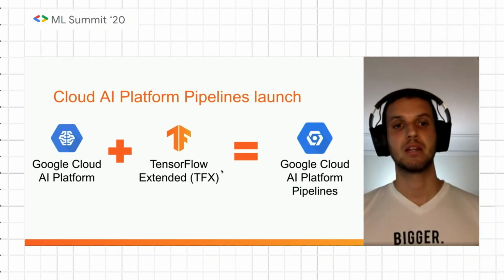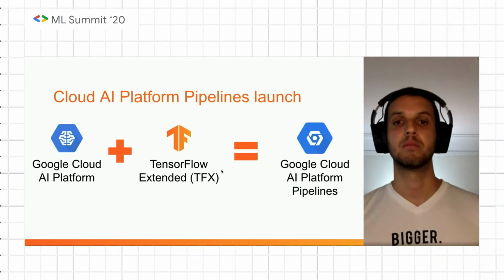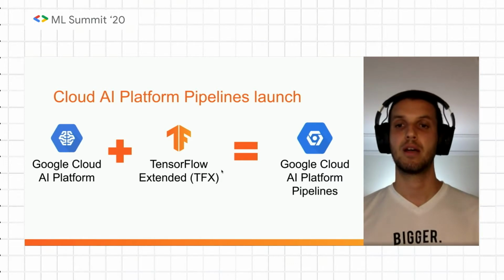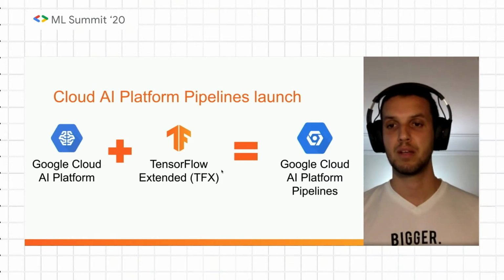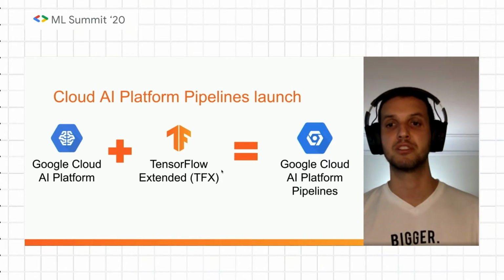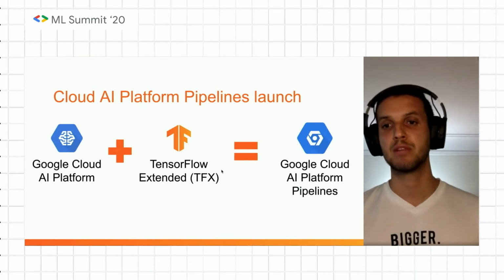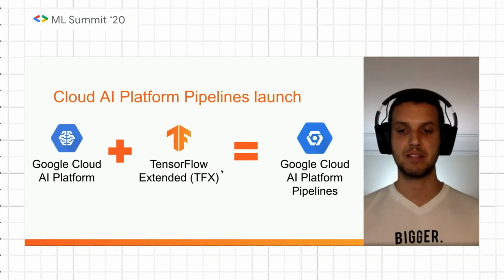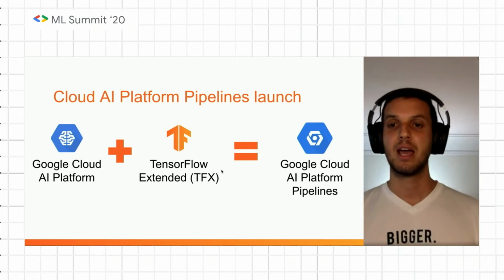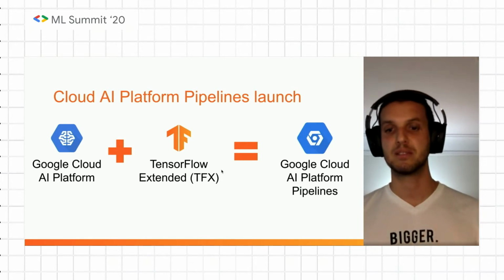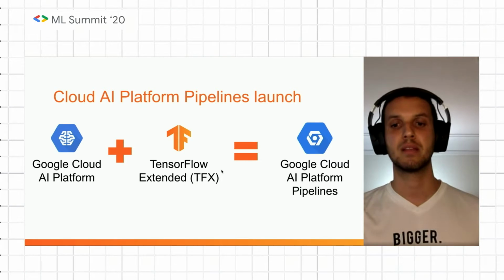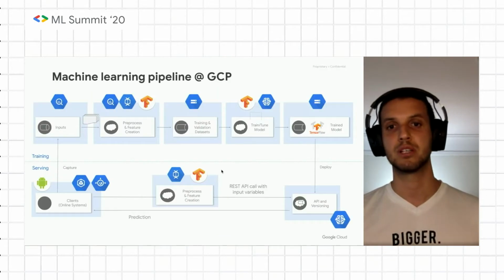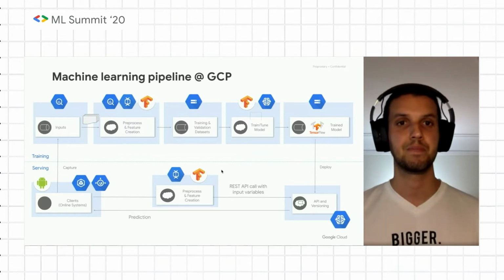When we put together AI Platform and TFX, there is a new product, a new offering actually, that is born from this conjunction, which is AI Platform Pipelines. AI Platform Pipelines implements Kubeflow Pipelines, and on top of Kubeflow Pipelines, we can implement and deploy TFX pipelines. We will understand how that works in a bit.